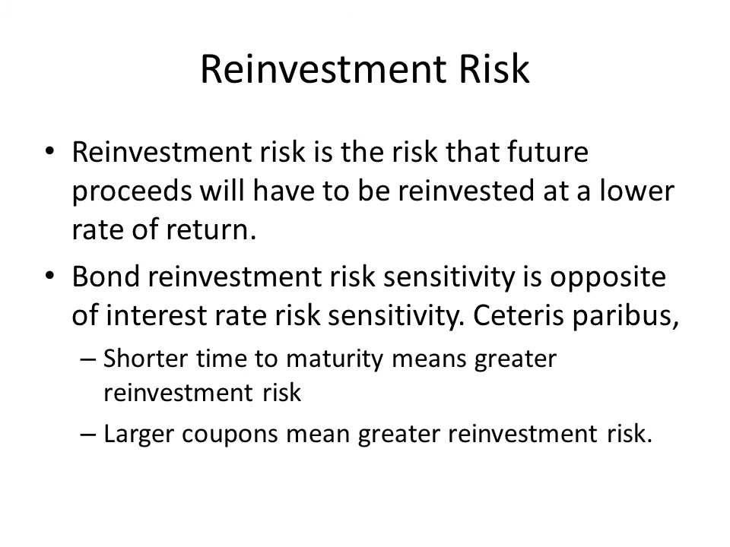Also, larger coupons mean greater reinvestment risk. Remember that for interest rate risk, larger coupons meant less risk. Larger coupons mean greater reinvestment risk because you're getting more of the value of the bond sooner. I'm getting these big fat coupon checks in the mail, and I have to reinvest them. Therefore, reinvestment risk is exactly the opposite of interest rate risk. Shorter time to maturity and larger coupons mean greater reinvestment risk. Longer time to maturity and smaller coupons mean greater interest rate risk.